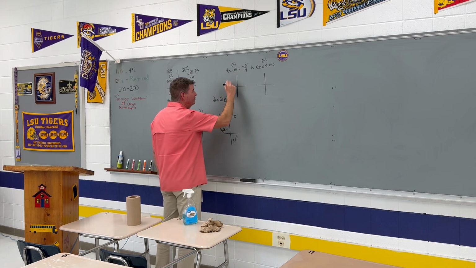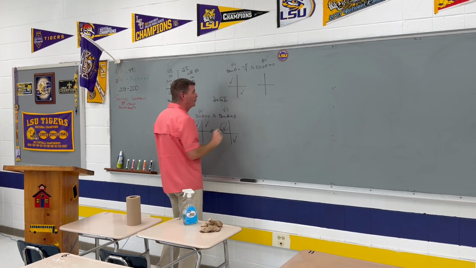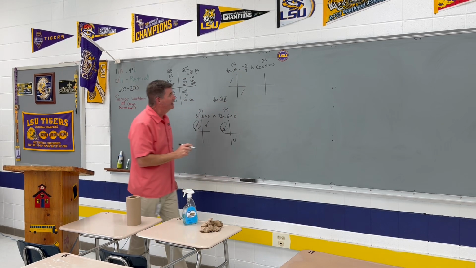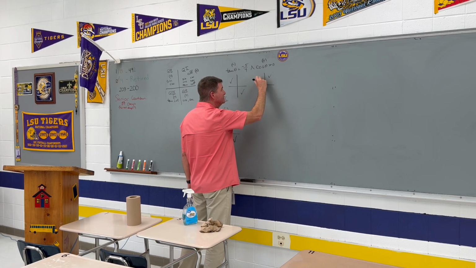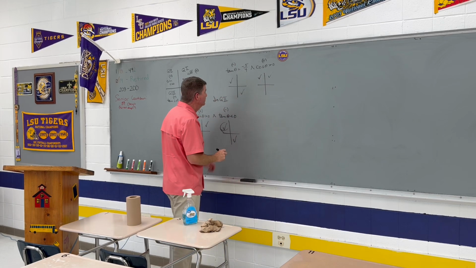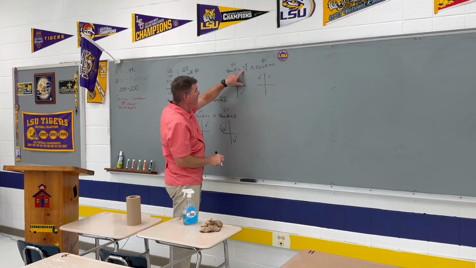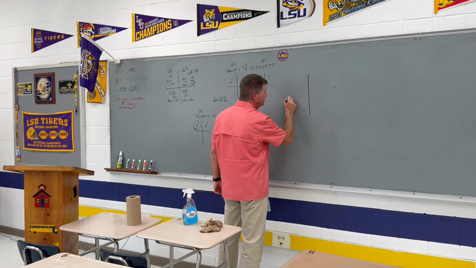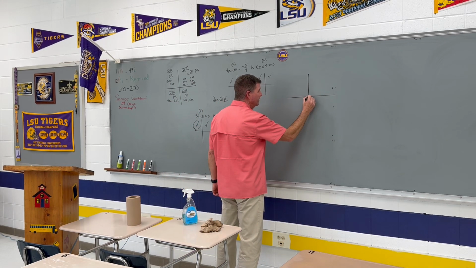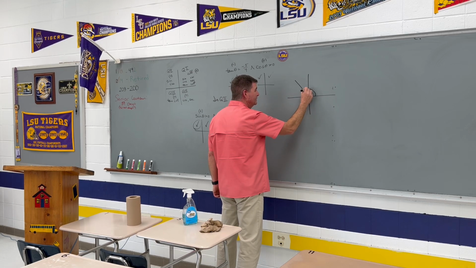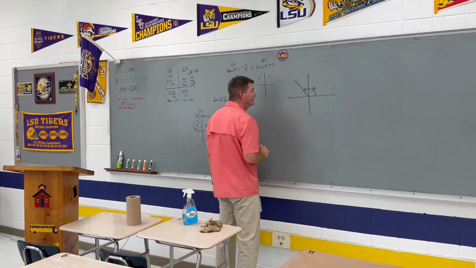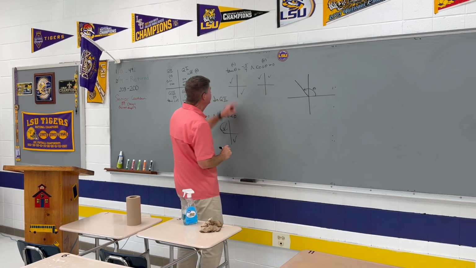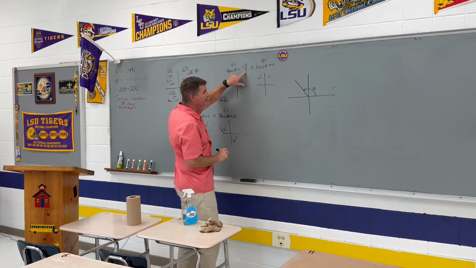Tangent is negative, we said, in the second and the fourth quadrants. Cosine is positive in the first and second quadrants. So since we meet up in the second, that's where we're going to put our tangent value. So I'll draw this. We'll have theta. Okay. I know that tangent is y over x.